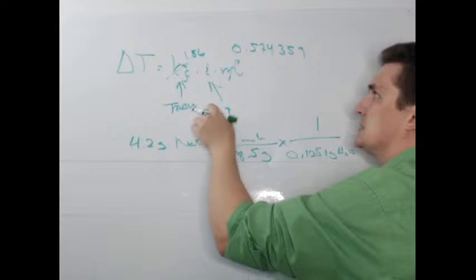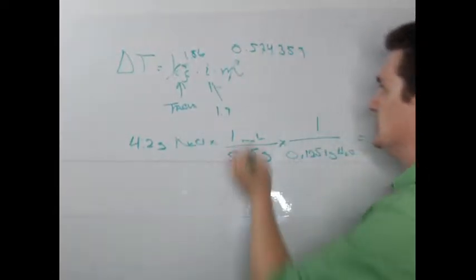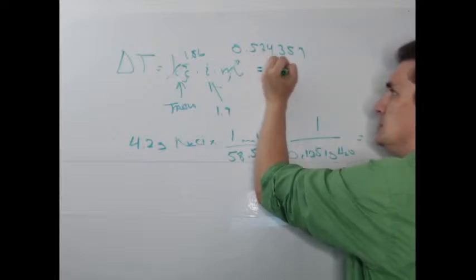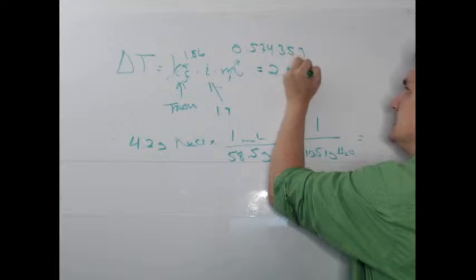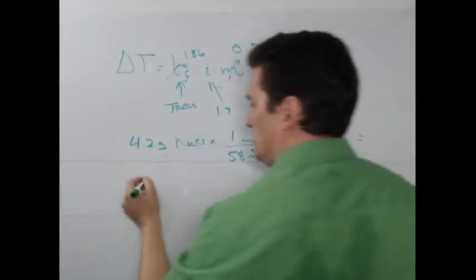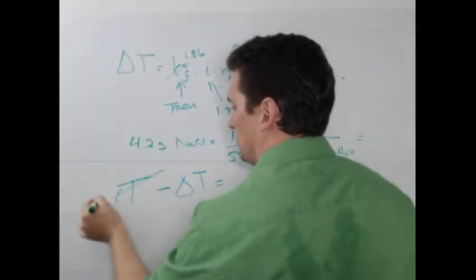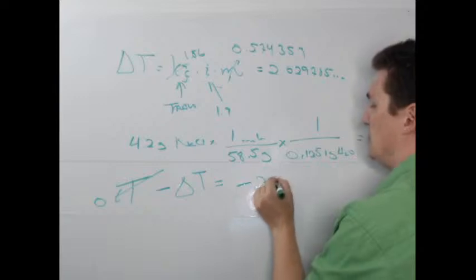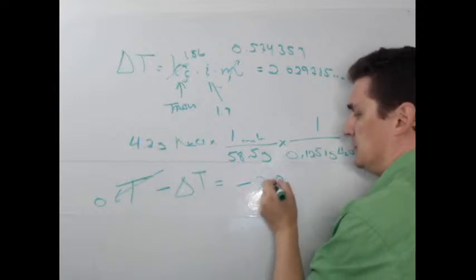So 1.86 times 1.9 times 0.574359. This will give a delta T of 2.029785, trailing off towards infinity. So the new temperature here for the freezing point is T minus the delta T. The freezing point is 0, so you should get negative 2.0. And based on that 4.2 grams, I'd say it's a negative 2 degree shift.